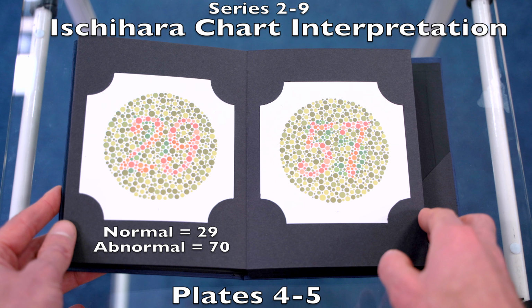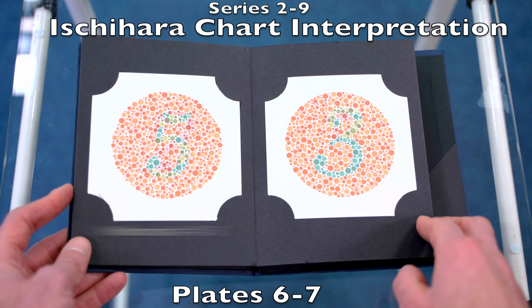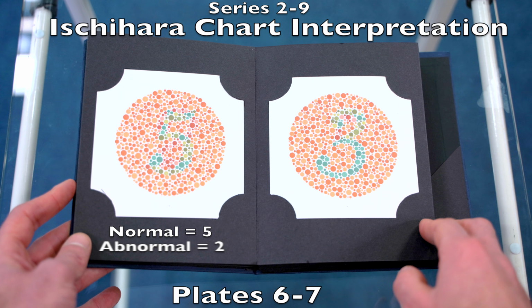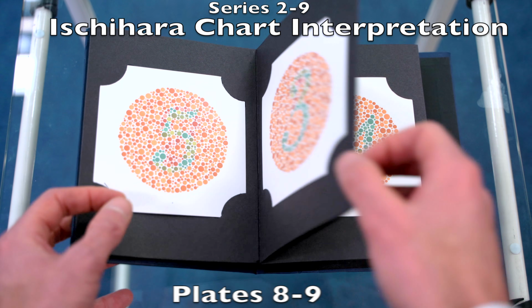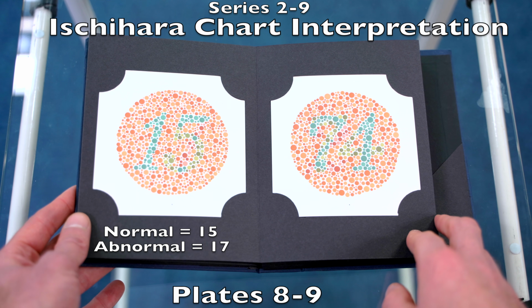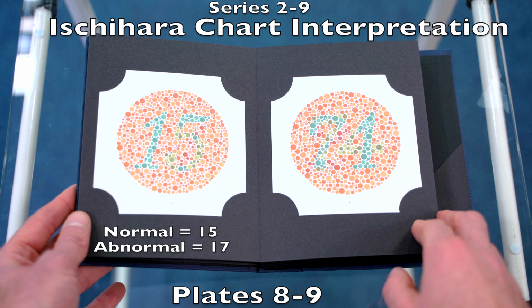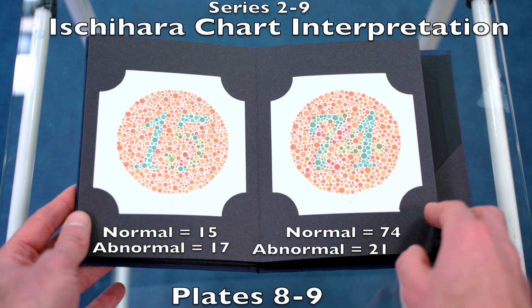Again, we're changing more again. On plate 5, a normal person would see 57, whereas those with red-green deficiencies would see 35. Plate 6 would show 5 in a normal person and 2 if there's a colour vision problem. Plate 7 would show 3 for a normal person and 5 with colour deficiency. Plate 8 would have 15 for normal individuals and 17 if there's a colour vision problem. Plate 9 should have 74 seen with normal vision and 21 with red-green colour deficiencies.